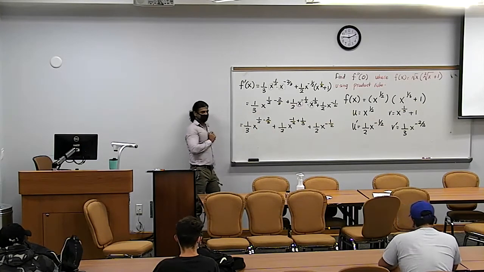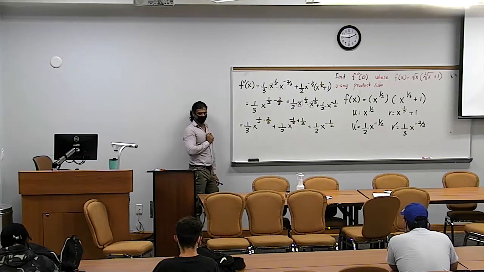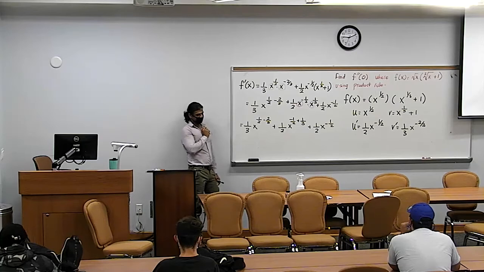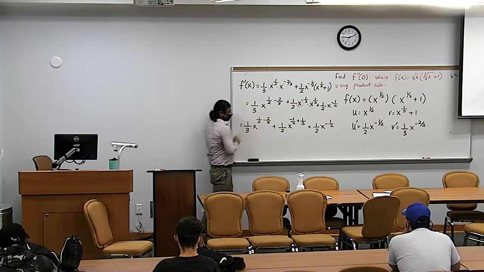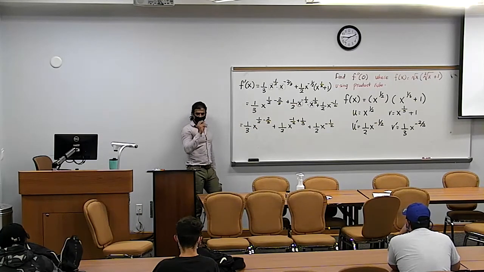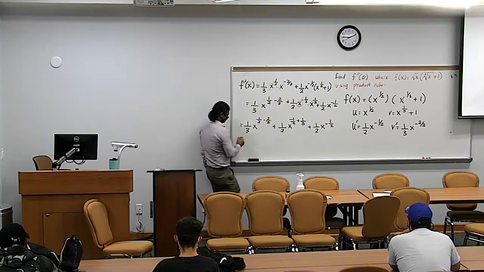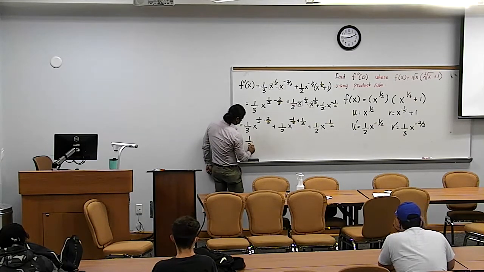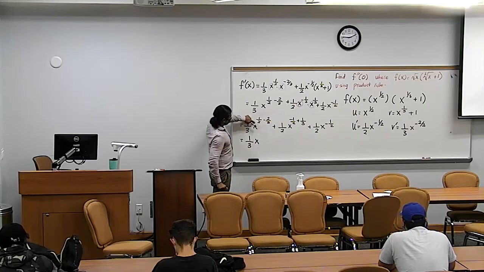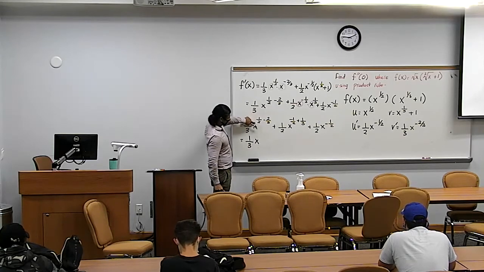How do we combine two fractions? Find the common denominator. What is the common denominator of 2 and 3? 6. How do we get that 6? You multiply and divide by 3.